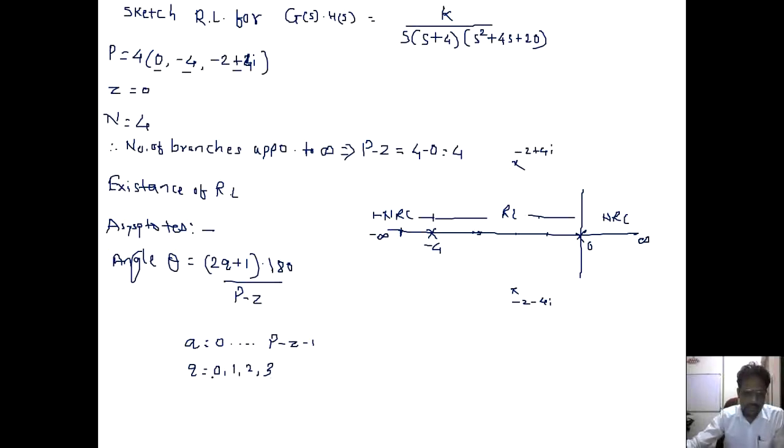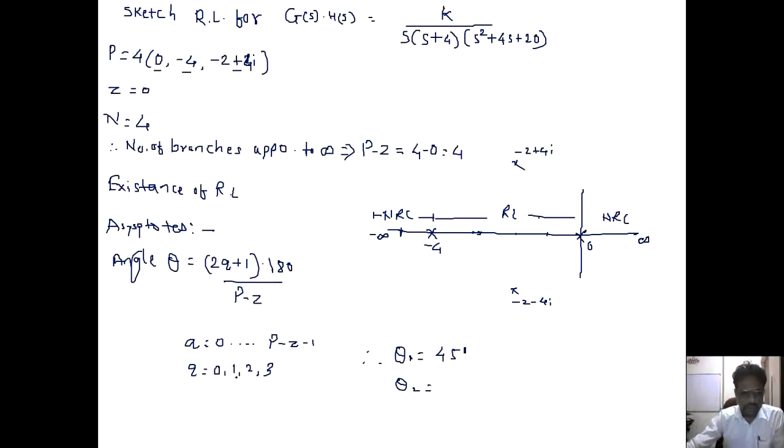So put all these values one by one into the formula of theta. We will get 4 angles for q equal to 0, q equal to 1, q equal to 2 and q equal to 3. Hence theta 1 is equal to (2 × 0 + 1) × 180 / 4, that is 1 into 180 divided by 4, which is 45 degrees. Then theta 2.